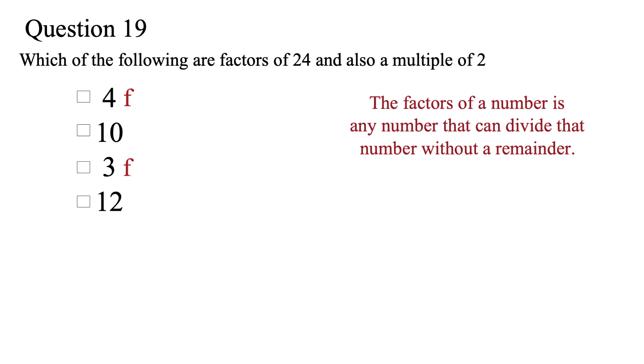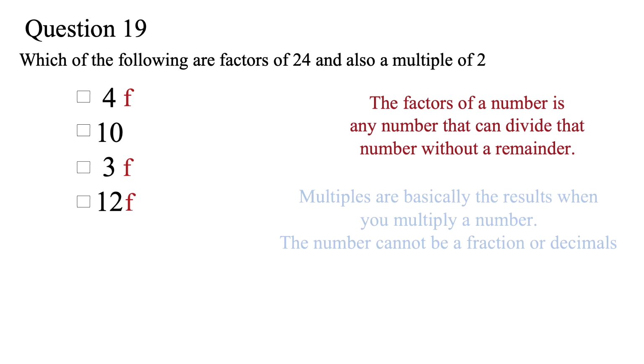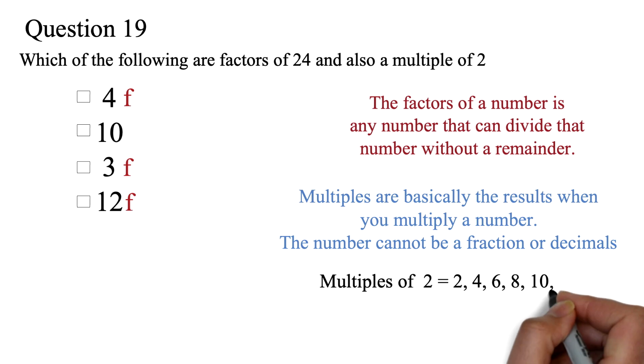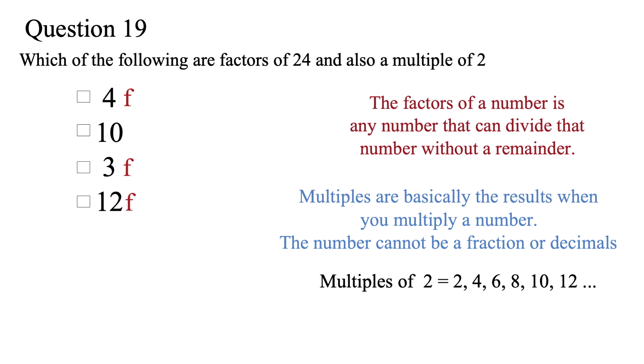Can 12 divide 24 without a remainder? The answer is yes. 24 divided by 12 is 2. So 12 is a factor. The question says that the value must also be a multiple of 2. Multiples are basically the results when you multiply a number. The number cannot be a fraction or decimal. The multiples of 2 are 2, 4, 6, 8, 10, and so on. You can see that this is basically the multiplication table. No need to go through all the numbers. We are just going to go through the numbers that are already factors.